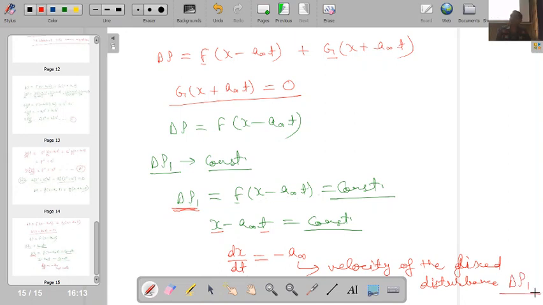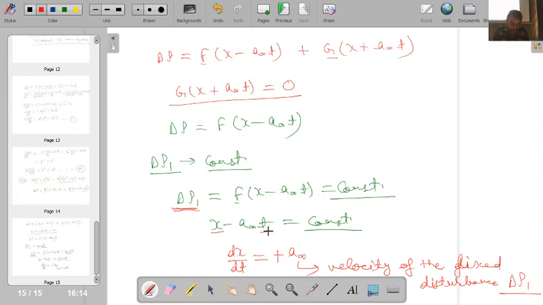Is this point clear? So what I am saying is, if I fix the magnitude of the disturbance, a constant quantity of disturbance that I want to propagate in space and time, then its velocity becomes equal to a infinity. Sorry, this will be plus a infinity, because I will be doing this dx by dt.